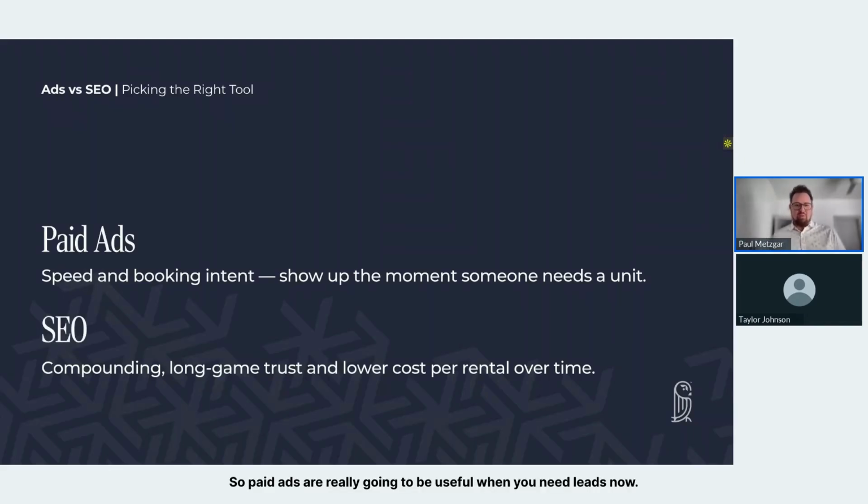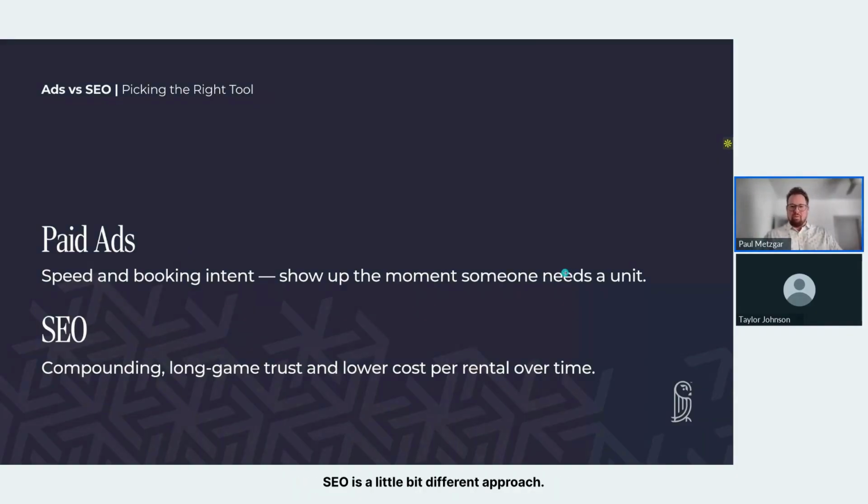So paid ads are really going to be useful when you need leads now. It's going to be the immediate way that you can get in front of an audience and start to bring in those leads that you're needing. It really helps when somebody is searching to show up in an ad because it's going to be above all of the regular search results. So again, it gives you the advantage there.